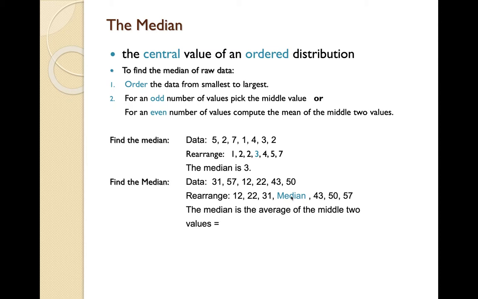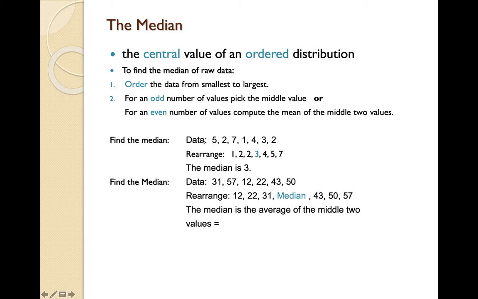So to find the median of raw data, order the data from smallest to largest. Remember stem and leaf plots? They do that for us. That's why they're really helpful. For an odd number of values, pick the middle value. But what about even numbers where if you count into the middle, you get 2? Then you just calculate the mean of the 2 middle values.